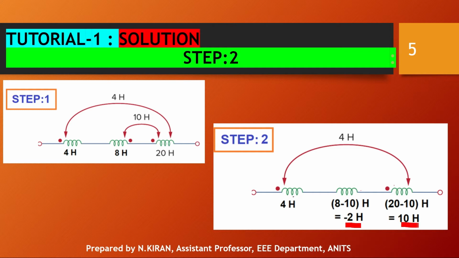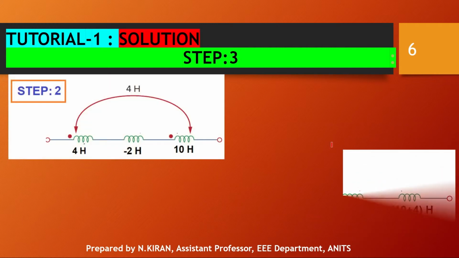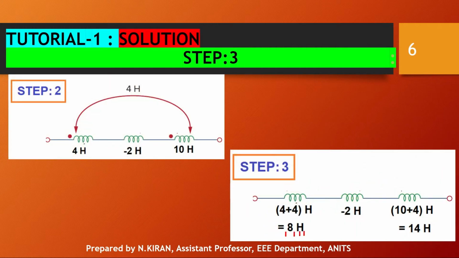So after eliminating those two couplings, I have left with only one coupling, that is between first coil and third coil. Here current is entering the dotted end. In the third coil also the current is entering at the dotted end. Hence it is exhibiting series aiding. So I'll add the value of 4 Henry to first coil as well as third coil. So in doing so, I'll get 8 Henrys as well as 14 Henrys respectively.